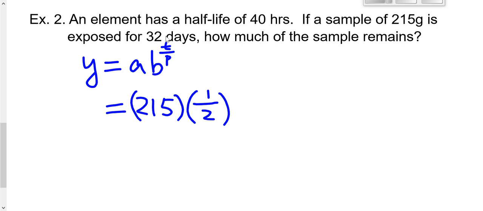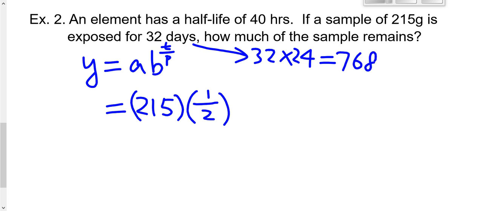Alright, and then T over P. Same thing here: our time periods are in 2 different units, one is hours, one is days. So you can convert the days into hours or convert hours into days. And again, I am going to convert the days into hours. So 32 times 24, that gives you 768 hours. So that means the total time T would be 768, and then on the bottom, the time period for this type of event to occur, which is reducing to half, is 40.